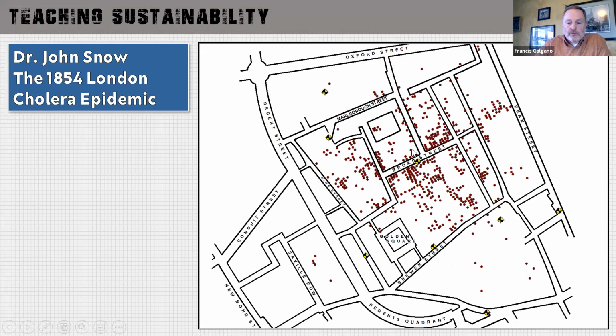So we have our roads, we have our fatalities, and we have our pumps. And Snow quickly realizes that the people are all concentrated around this particular pump here on Broad Street. And he recommends shutting down the pump. The pump is shut down, and the incidence of disease goes away rather dramatically.